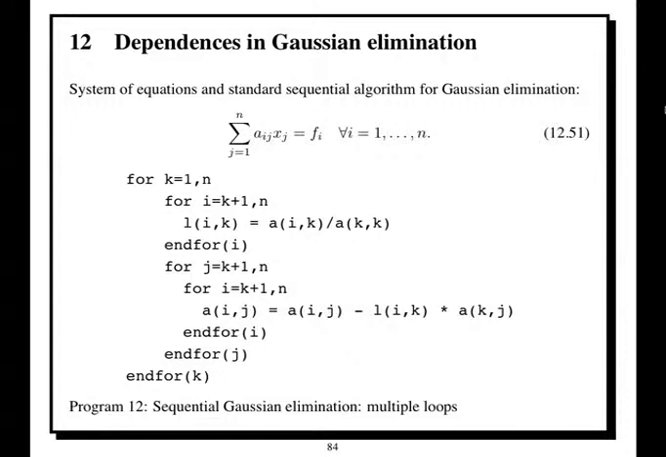So A_ij is in the read set and the write set, but it can never be the case that those indices ij are equal to kj for different values of i, j and k, because i and j always range from k+1 to n, so they're always bigger than k. So the value here can never be equal to the value there. There's no read and write dependence on that. So these inner two loops are totally independent and can be done in parallel.